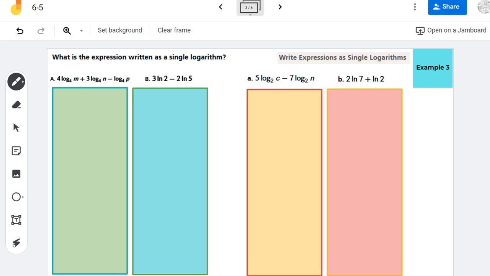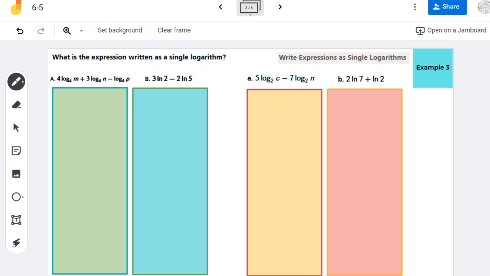In today's video, I'm covering example 3 from section 6-5 in the SavvasRealize Algebra 2 textbook. The goal of today's video is to write expressions as single logarithms. So in example 2, you saw how to expand logarithms. Now we're going to go back into contracting logarithms.